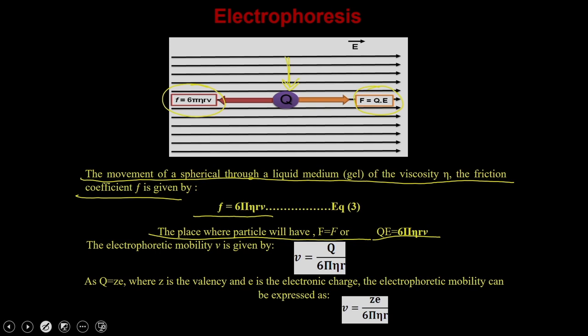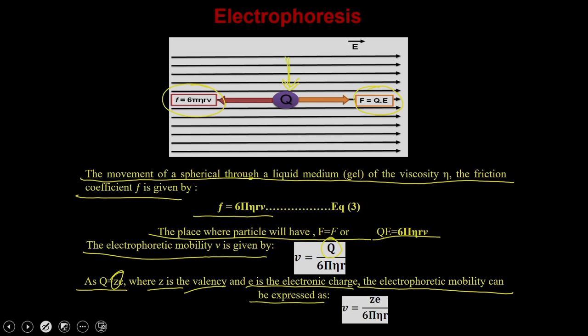At this place the electrophoretic mobility is given by the formula v equals Q by 6 pi eta R, whereas Q is equivalent to Ze. If the molecule is made up of biomolecules, you can calculate the charge simply from the valency, where Z is the valency and e is the electronic charge. If you multiply both, you get the charge. So the electrophoretic mobility can be expressed as Ze by 6 pi eta R.